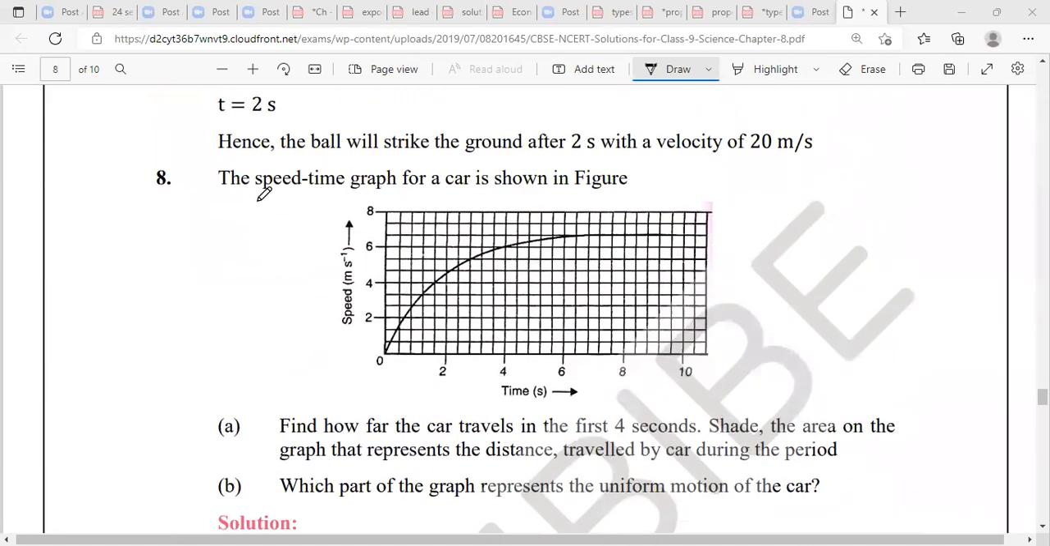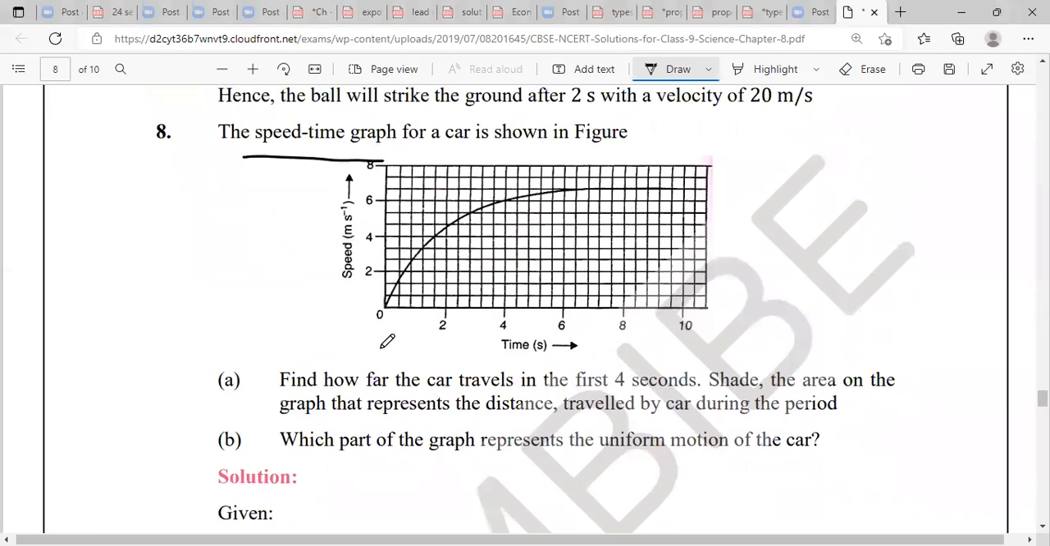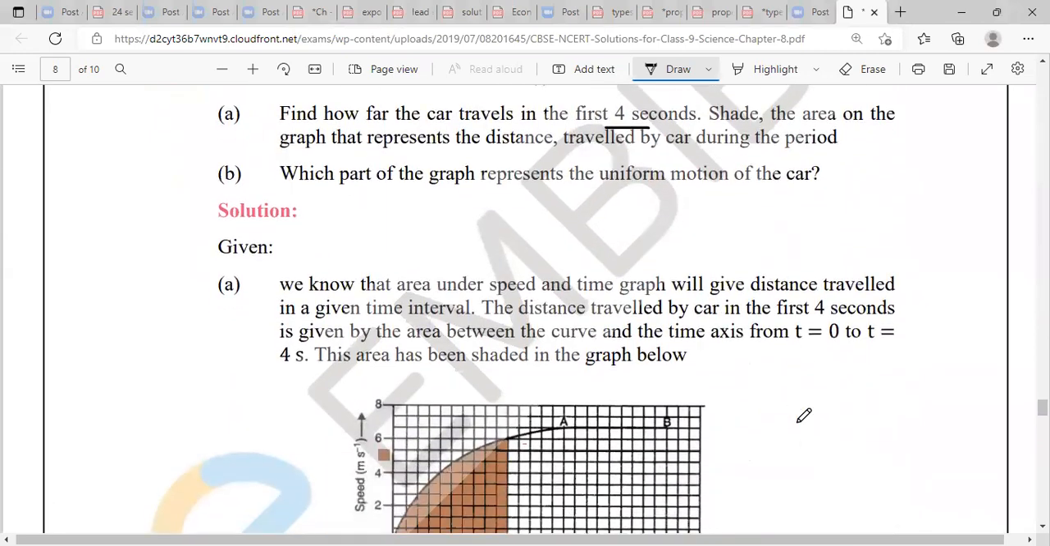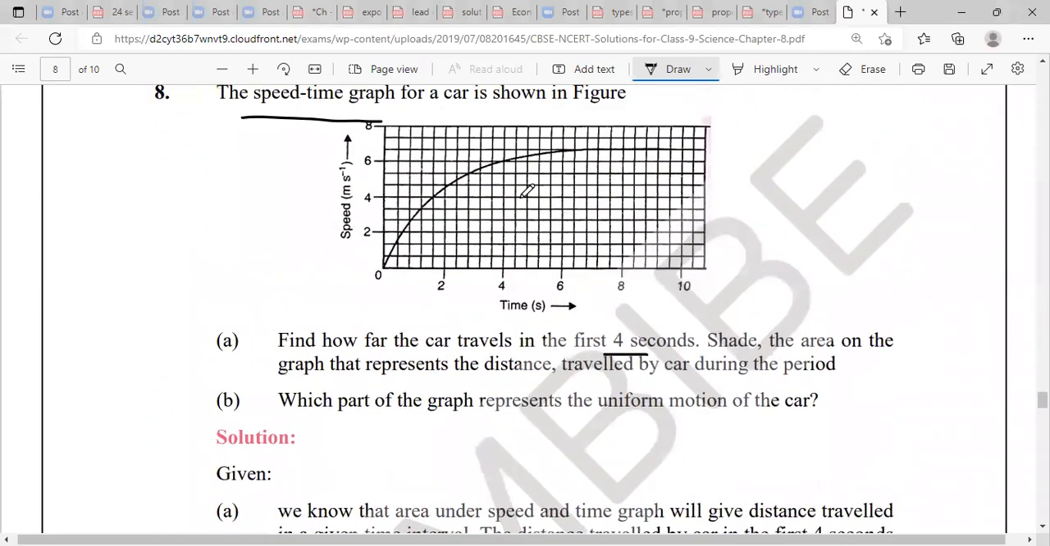Now this one is a speed-time graph. First, find how far the car travels in the first 4 seconds. Shade the area on the graph that represents the distance traveled by the car during this period. You can see, of course, for the first 4 seconds, so till here. It's very simple. You'll just mark it, and this much. Easy?